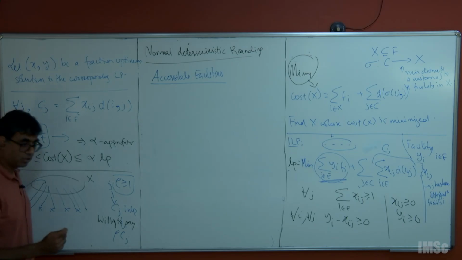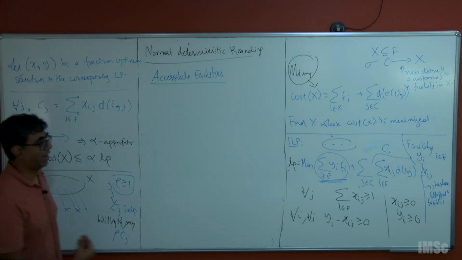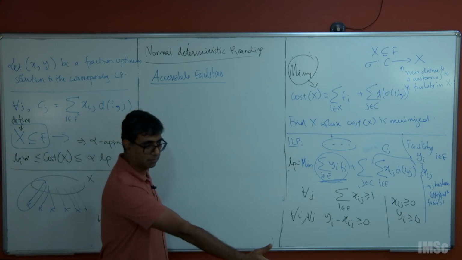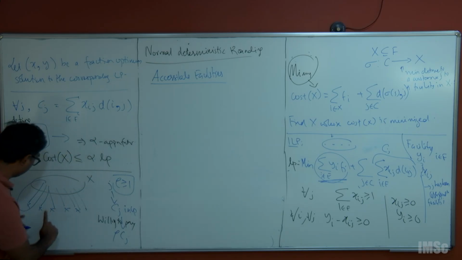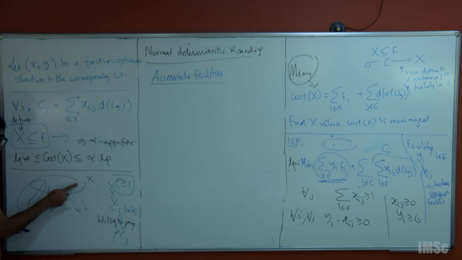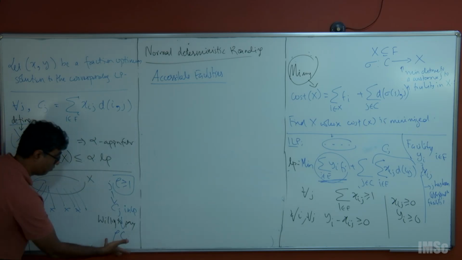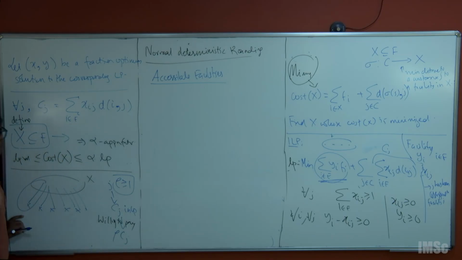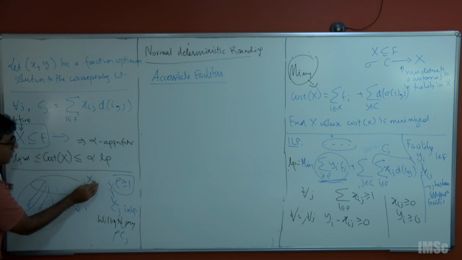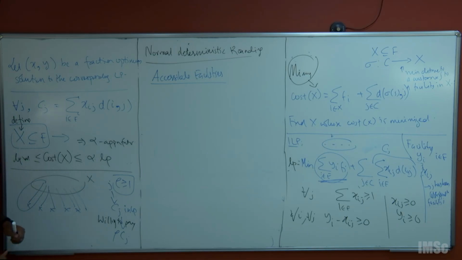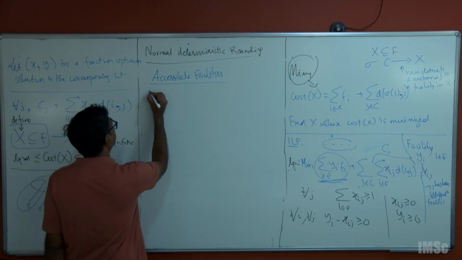Because in the LP solution, I'm going to pay d_ij. But there could be some facility which I have to pay much, much more than this quantity. I'm not allowed to pay that, because I'm only happy to pay this much. And every customer pays d_ij, where i is the closest facility in the set X, right? Okay, so I'm going to define, okay.